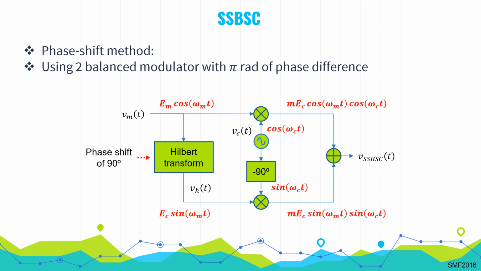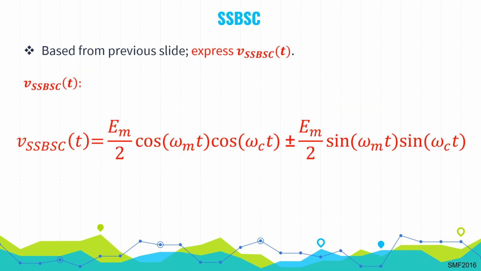Next, let's discuss the phase shift method for generating SSBSC signals. In this method, two balanced modulators are used with a 90-degree phase difference between them. The modulating signal V sub m of t is split into two components. One component is multiplied by the carrier signal cosine omega sub c times t. Two, the other component is phase shifted by 90 degrees and multiplied by the carrier signal sine omega sub c times t. The outputs of the two modulators are then combined to produce the SSBSC signal. This method avoids the need for a highly selective bandpass filter, making it more practical in some applications.